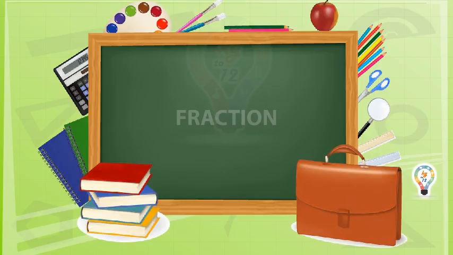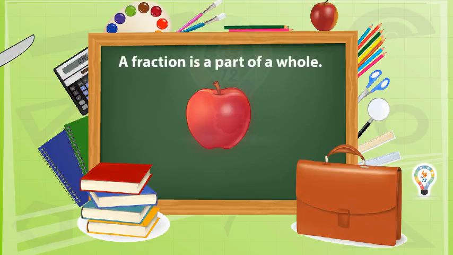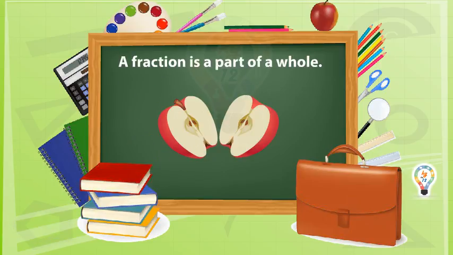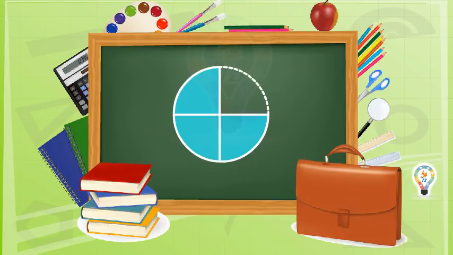Fraction. A fraction is a part of a whole. This circle is split into 4 equal parts. Among these, 3 are shaded. Therefore, we can write it as a fraction, 3 upon 4, where 3 is the numerator and 4 is the denominator of the fraction.